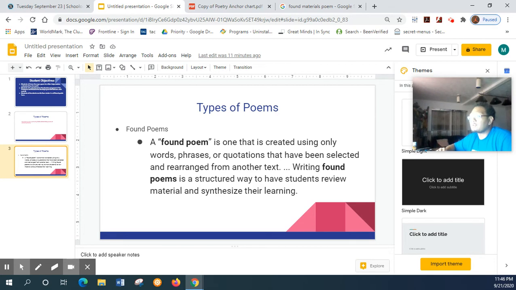All right, so I'm going to read it, then I'm going to ask you what you notice about it. And we've already talked about found materials, and I'm going to see if you can brainstorm some things about it, and you can put that in your ELA journal.